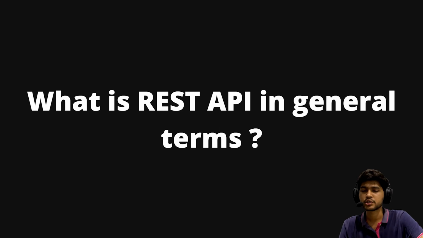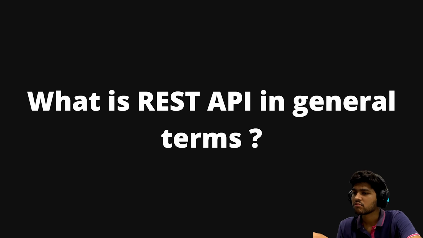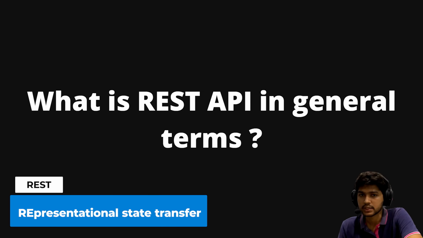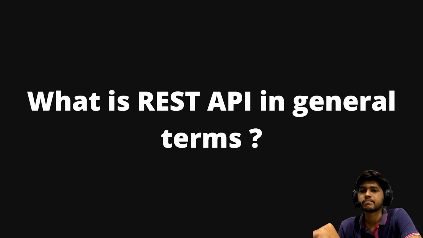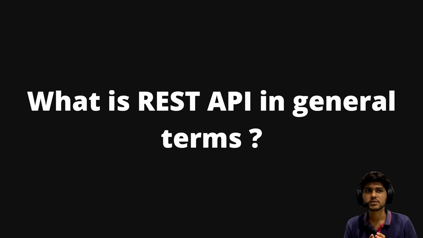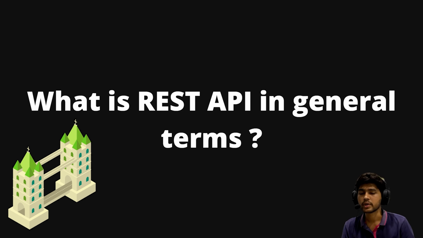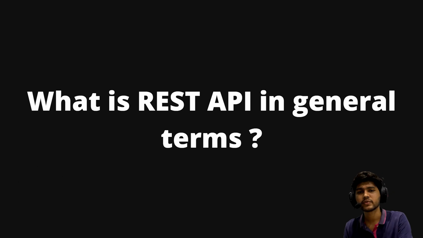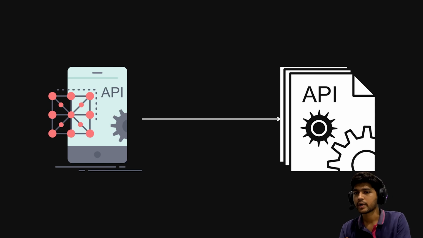So in the last video we understood what an API is. In today's video we are going to see what a REST API is. REST stands for Representational State Transfer, and a REST API follows a particular architecture in order to create an API. If we want to create an API, we need to follow the REST architecture. An API built with the REST architecture is known as a REST API or a RESTful API. I hope this makes sense.